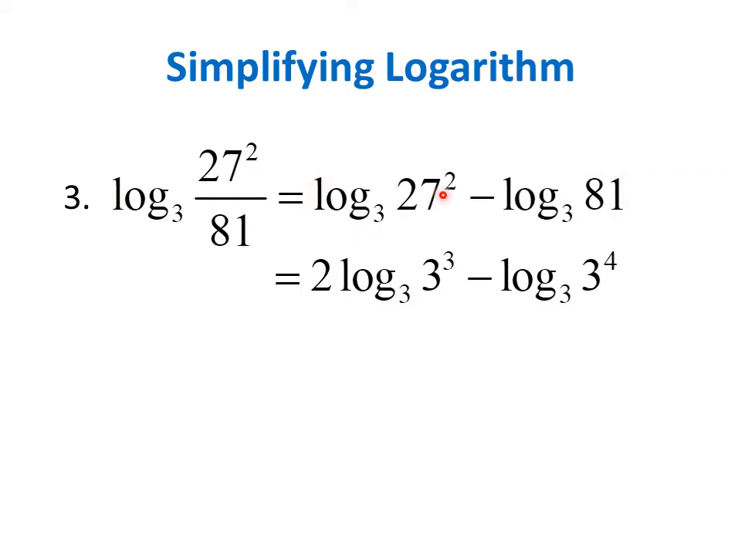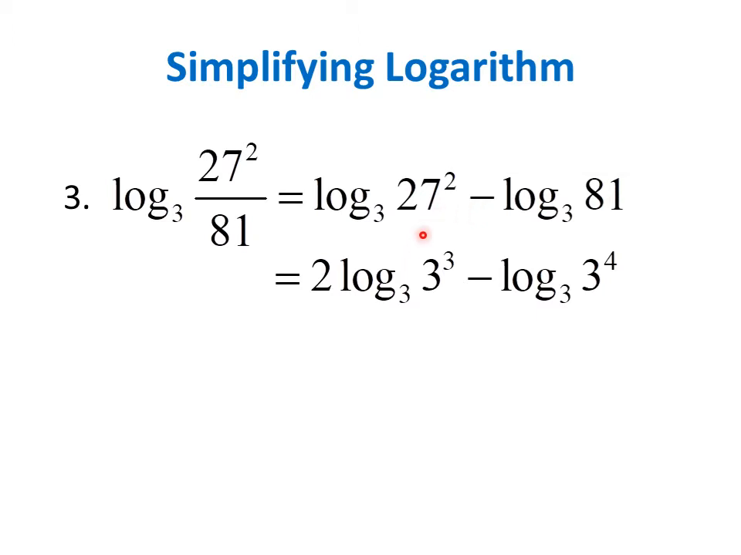To simplify the first term, we can use the third property of logarithm, in which we can bring down the exponent 2 of the argument 27 before the logarithm. So this term becomes 2 times log to the base 3 of 27. But since we are getting log to the base 3, we have to express 27 and 81 as the base 3 raised to some exponents.